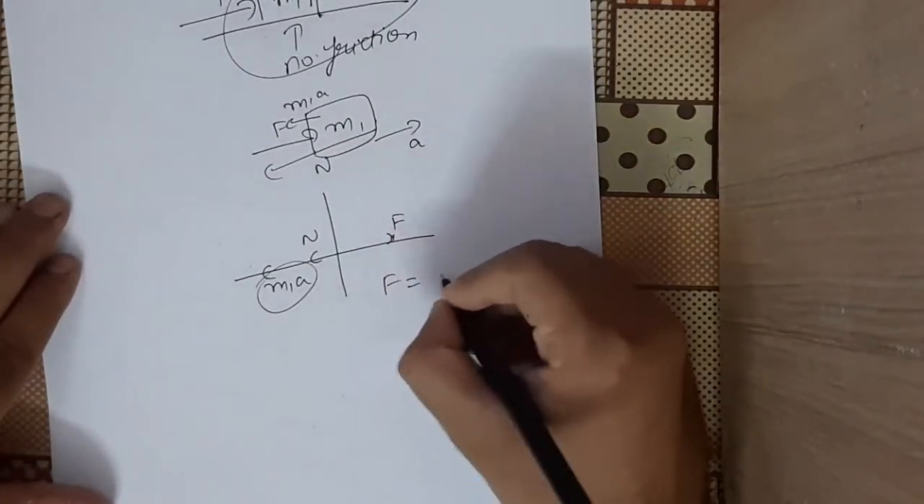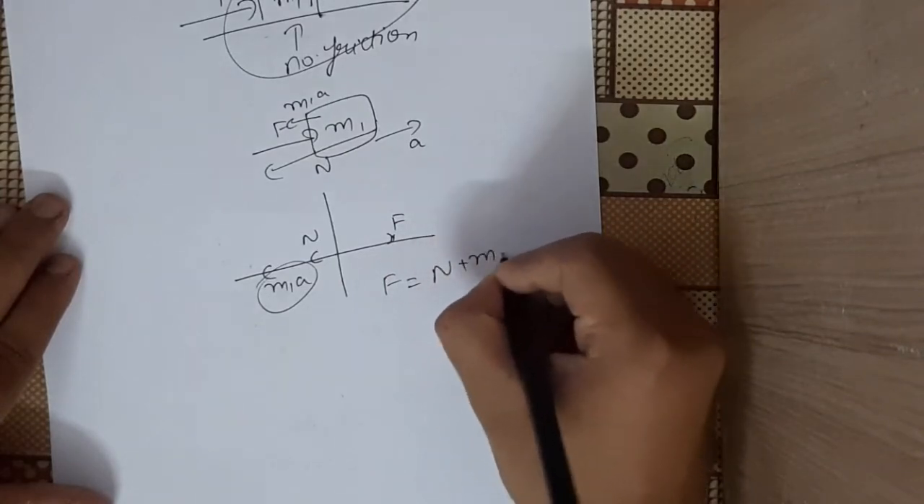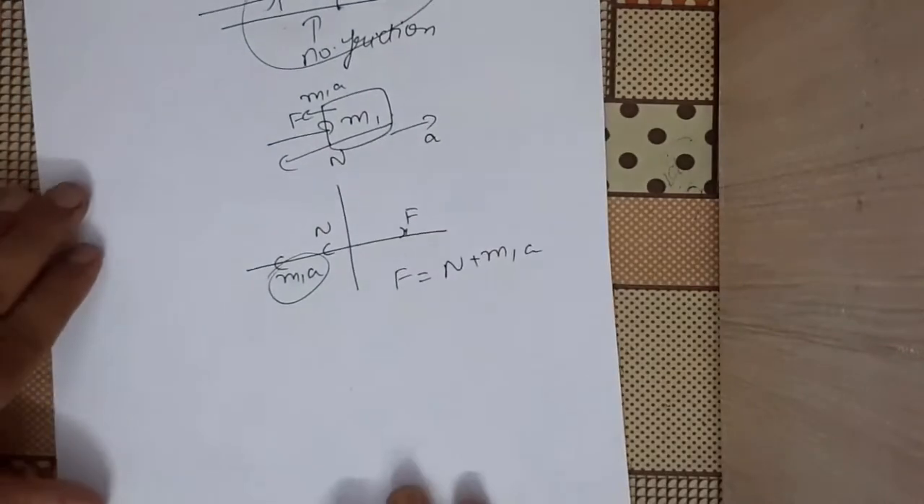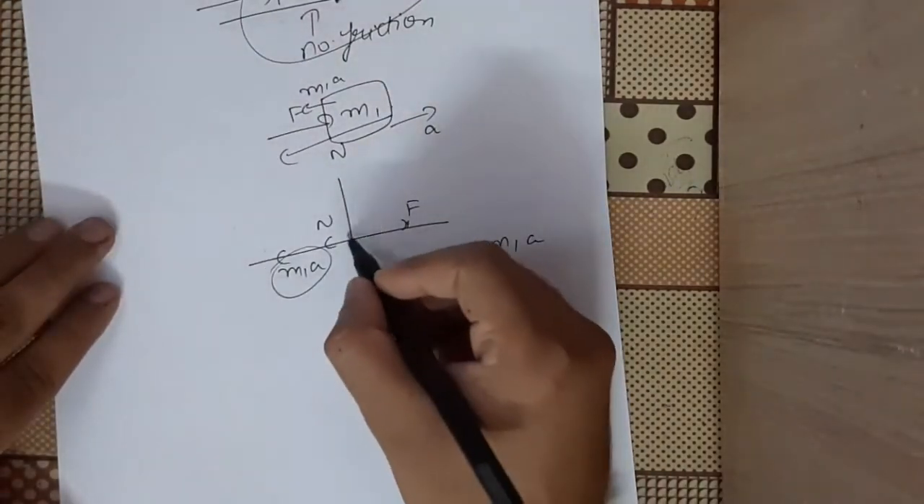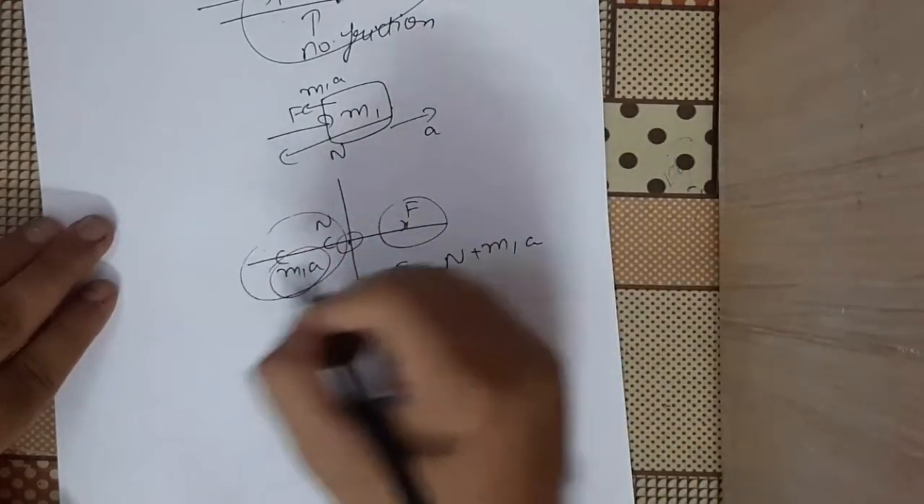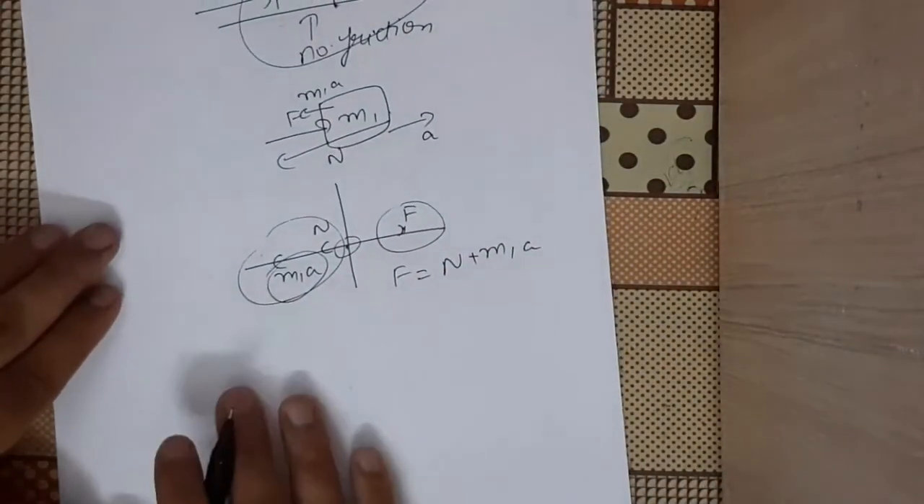So we can say F is equal to N plus m1a, or you can say F minus N plus m1a equal to 0. You will get this, or you can say that this point is not moving now. That means the forces which are acting in this direction and the forces which are acting in this direction are equal. You can say it however you want.